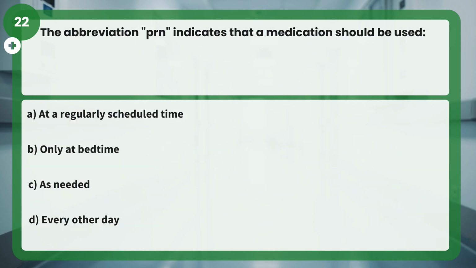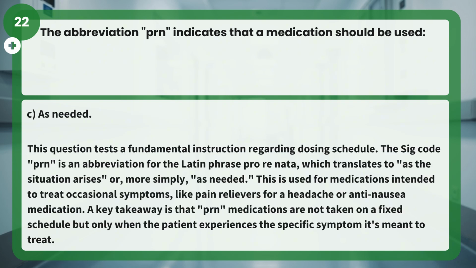Question 22. The abbreviation PRN indicates that a medication should be used. A. At a regularly scheduled time. B. Only at bedtime. C. As needed. D. Every other day. Answer, C. As needed. This question tests a fundamental instruction regarding dosing schedule.